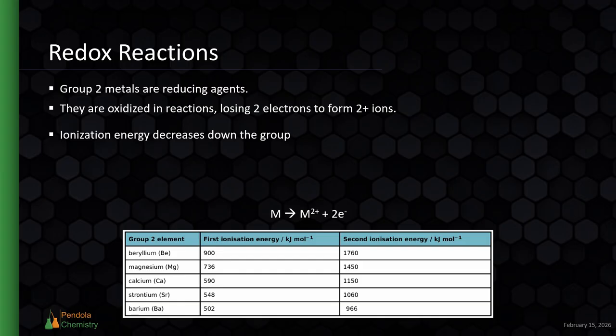So, for example, strontium will go from being strontium solid to becoming strontium 2+ plus 2 electrons. This is the oxidation half of the reaction. Obviously, those electrons will go to something getting reduced and will form things like strontium chloride or strontium oxide. But this is what happens to every group 2 metal whenever it reacts for the most part. It gets oxidized into the ion.